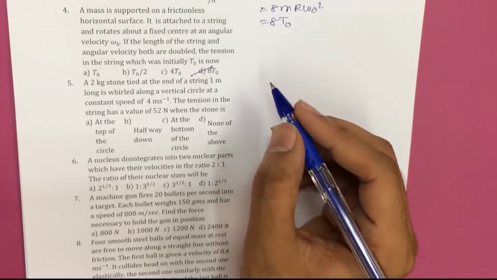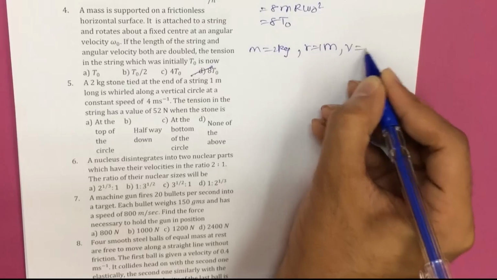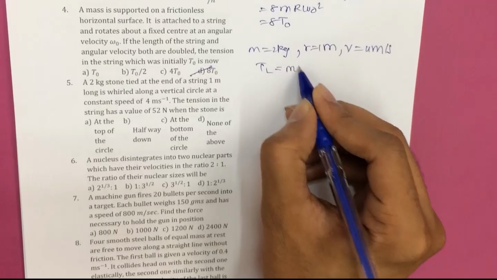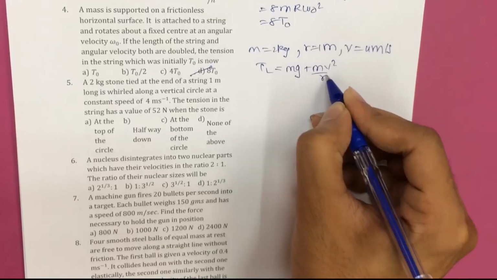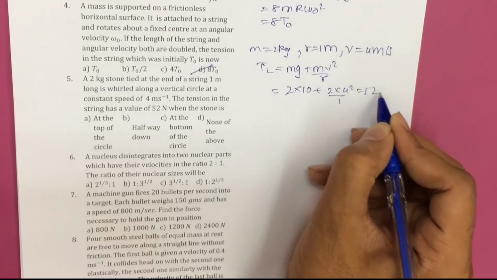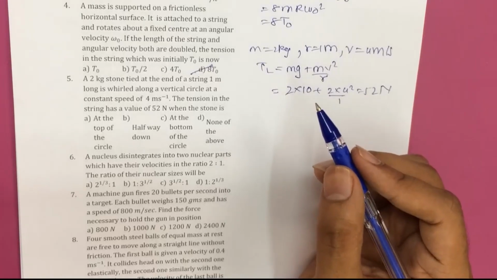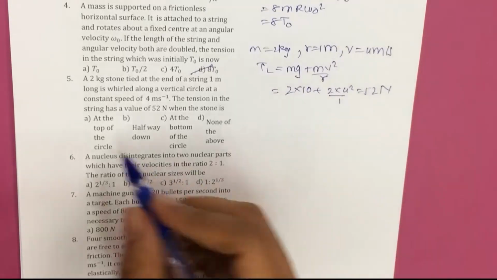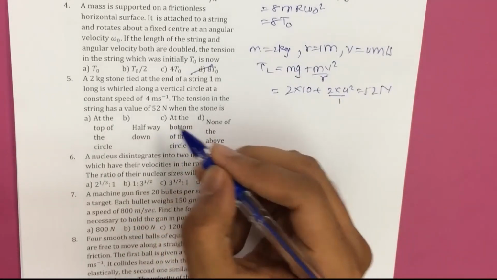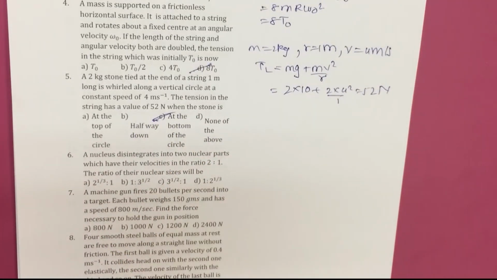Now mass is given as 2 kg, radius is 1 meter and v is 4 meters per second. Tension in the string at the lowest point will be mg plus mv square by r, which will be 2 multiplied by 10 plus 2 multiplied by 4 square divided by 1, which is 52. So basically we have to do a trial and error method where we can find tension at the lowest point, tension at the highest point, and whichever one gives the correct answer, that's the correct option. So here T L value is coming out to be 52 Newton. So your correct answer would be option C, that is, the given tension of 52 Newton is at the bottom of the circle.